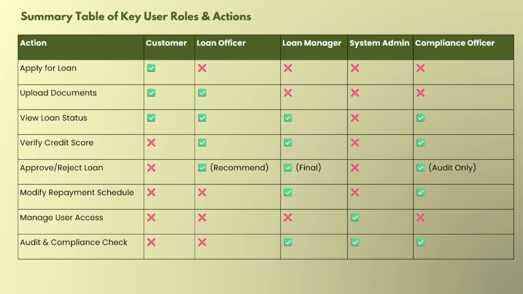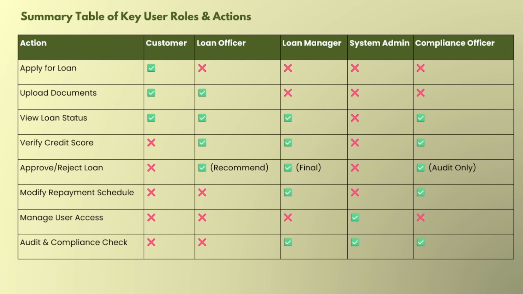In this way, we create our document for any BRD or FRD. So the action: apply for loan. In front of customer it is a tick, in front of loan officer it is a cross, loan manager cross, system admin also cross, compliance officer is also cross. It is just imaginary, don't take it too seriously, but in this way this summary table is created and we need to provide it to the developer as well.